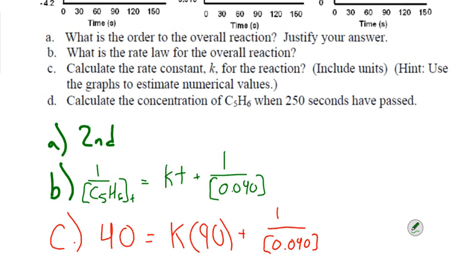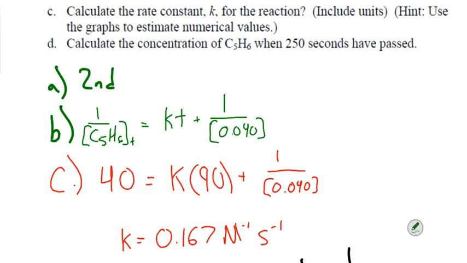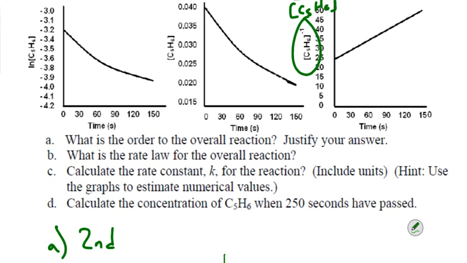So second order. So I just use the second order equation, which is 1 over the concentration at time t is equal to kt plus 1 over the initial concentration. Remember here that it is plus kt, so positive kt here.